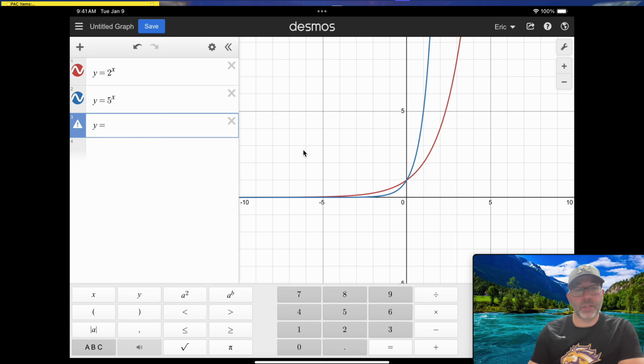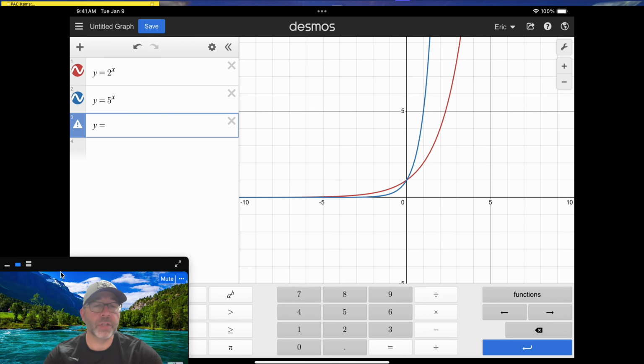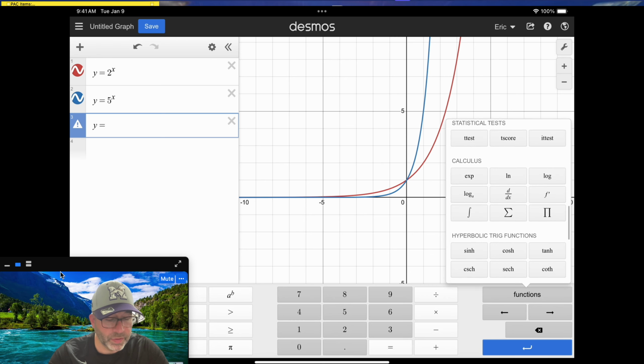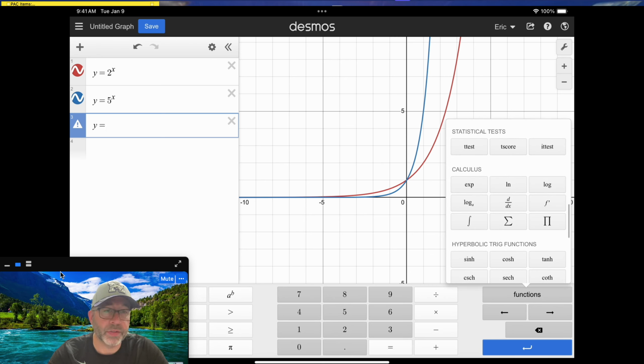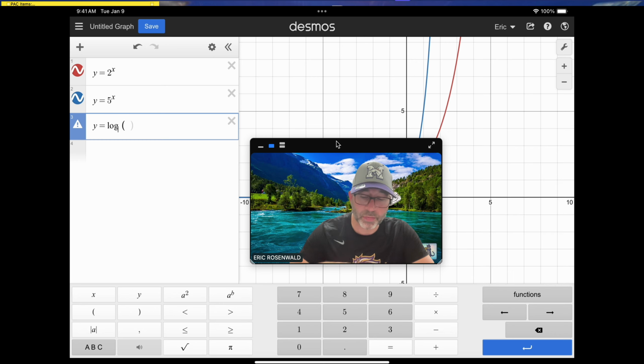Now, to do the log, I'm going to move myself out of the way here so you can see this. To do the log, we're going to use the function button on the right side there. Then you go all the way down to the bottom where you see calculus, and you'll see it says log. There's an option where you can do ln, which is natural log. You can do log, which is just straight log base 10. And then you got this log right here, which is log base. Okay, we're going to use log base.